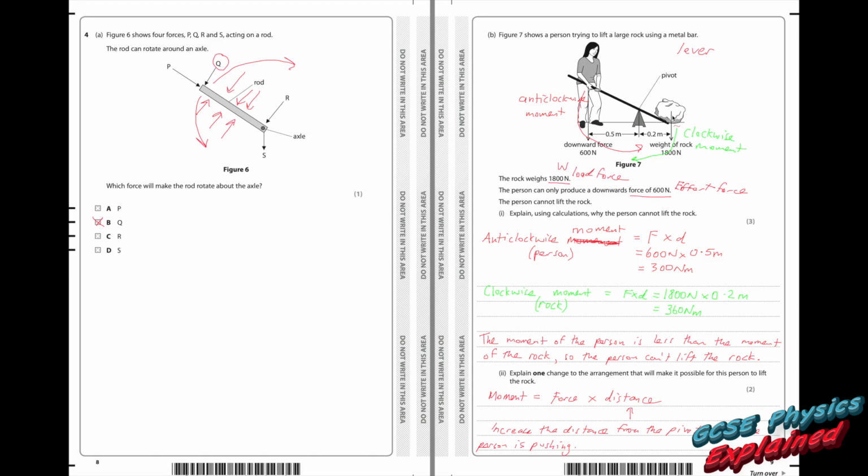What we could do is bring the rock in. If we could jam that lever under the rock more and bring that rock closer to the pivot, that would decrease the distance and that would decrease the moment of the rock. I thought I'd better add those in there. This would increase her moment, and doing this would decrease the rock's moment.